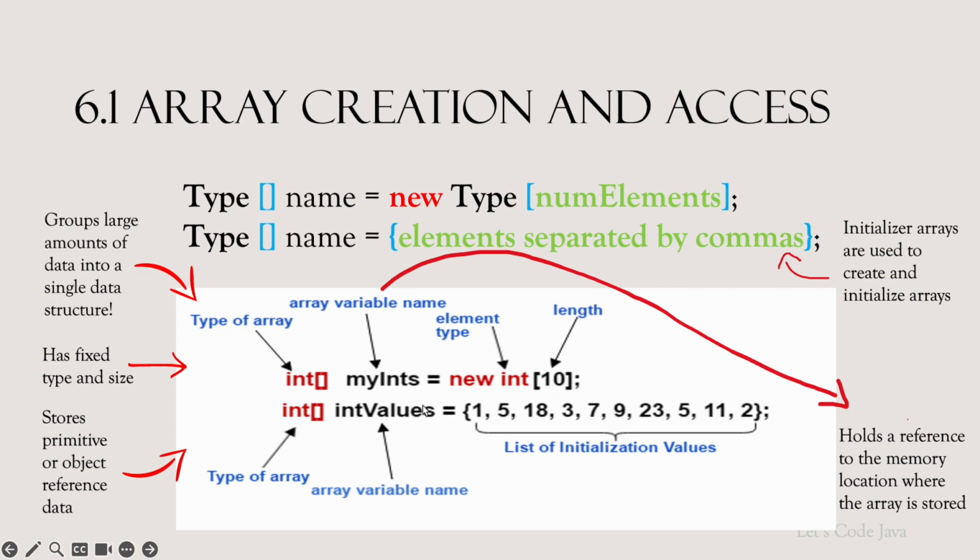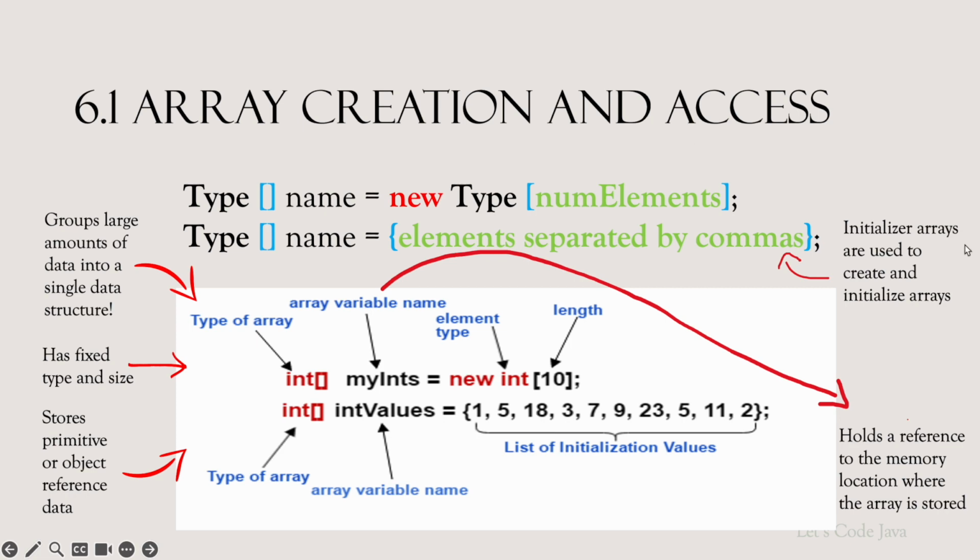And remember, arrays are used to group large amounts of data into a single data structure, right? So they make code more efficient. Also, arrays have a fixed type and size. So if you have made an array of type int, you cannot add any elements that are not int into the array. And the size is fixed too, so you can't manipulate it. This is important to know because in the unit after this, we will be looking at array lists, which do involve the changing of size and type. And arrays can store both primitive or object reference data.